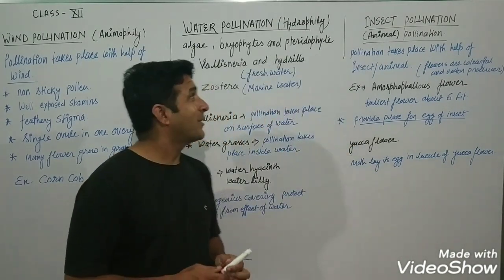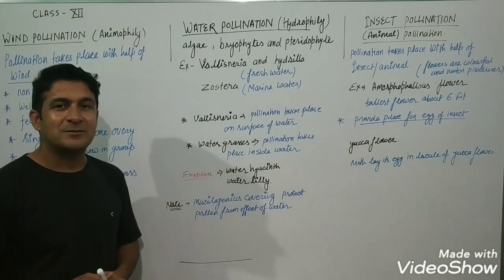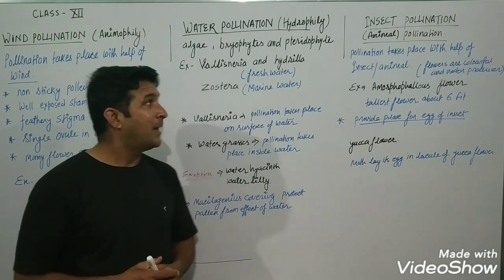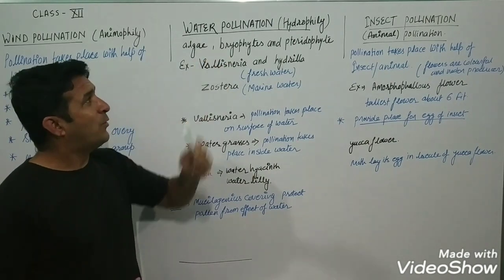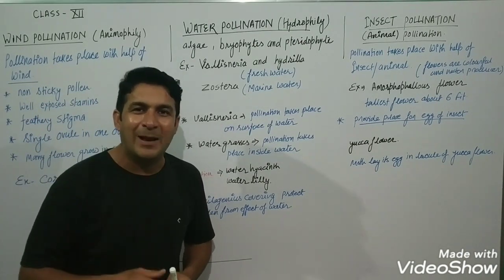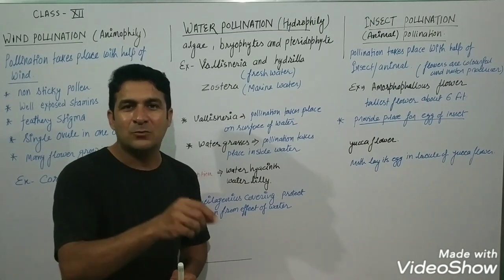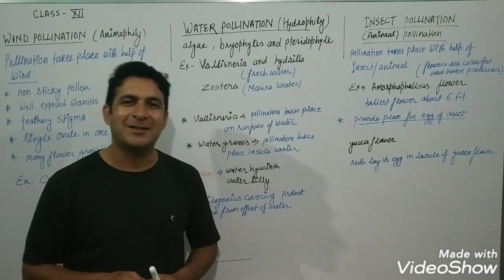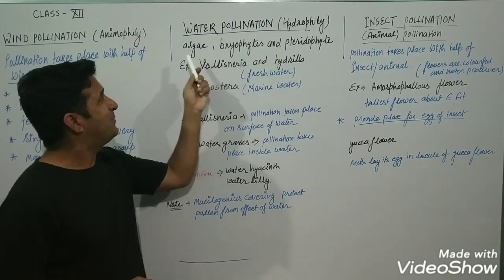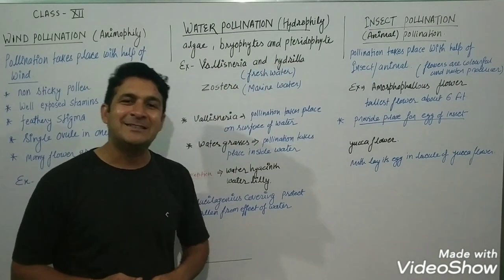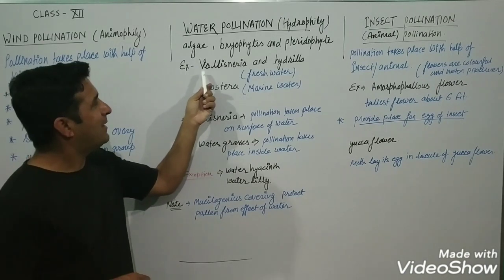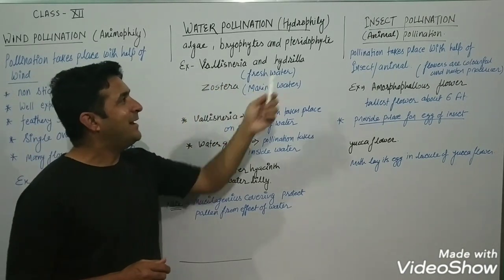Next is water pollination. Water pollination is also called hydrophily. So what is water pollination? It is the type of pollination in which water helps to transfer the pollen from one place to another place, right? That is water pollination. Water pollination takes place in algae, some bryophytes and pteridophytes, not higher order plants. Examples are Vallisneria and Hydrilla.